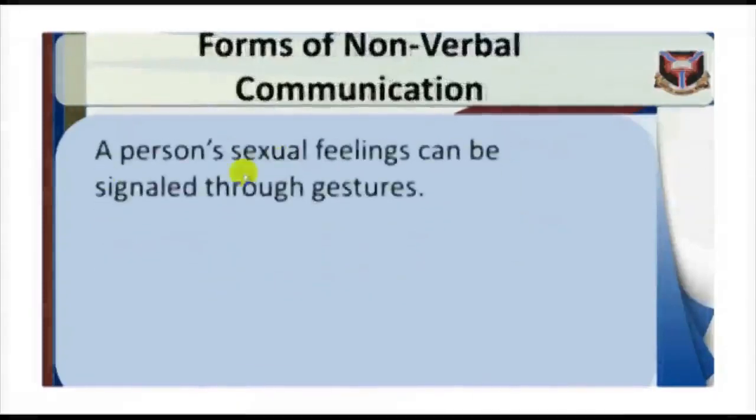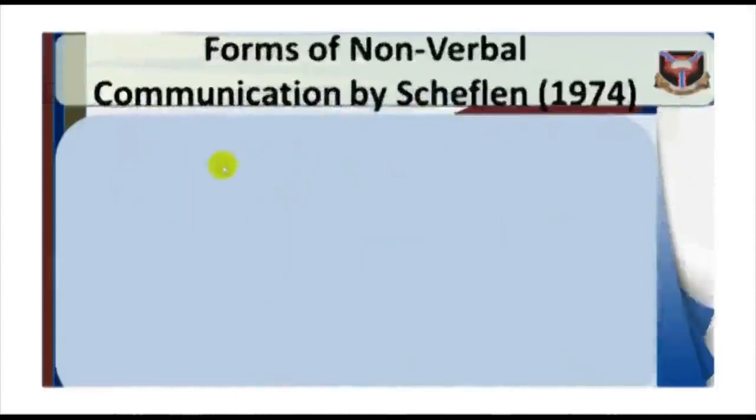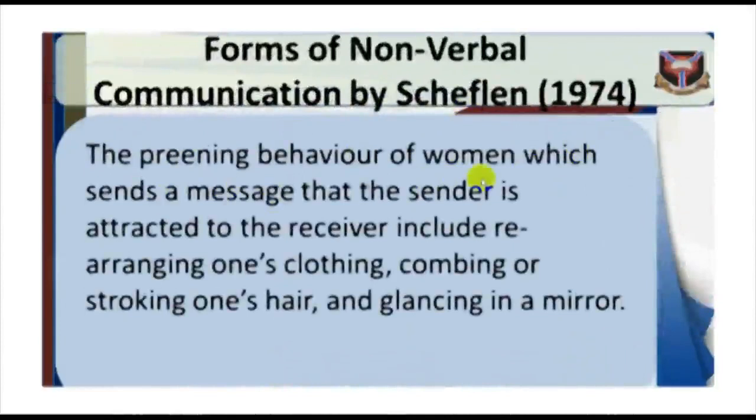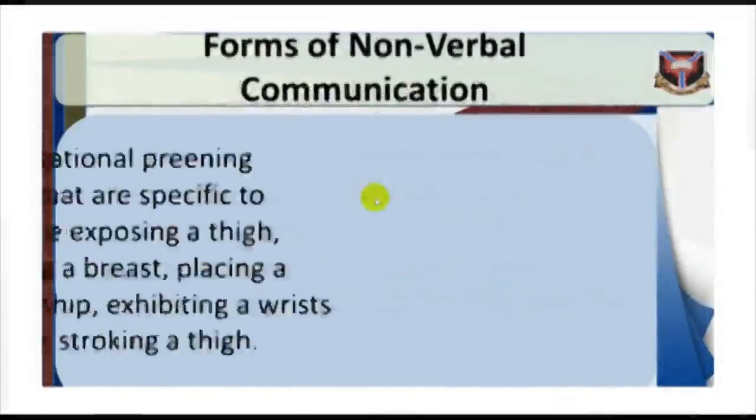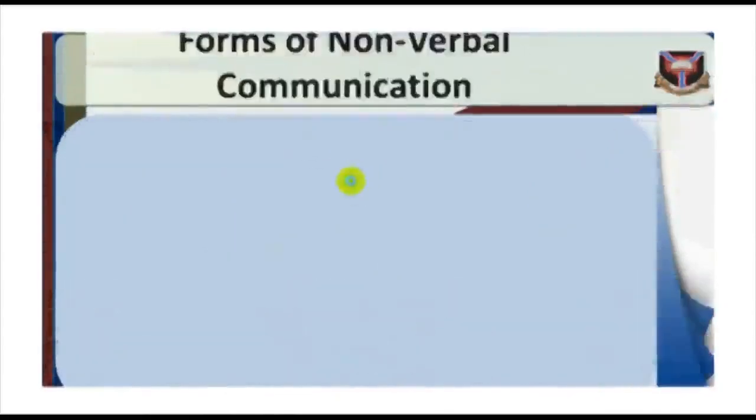A person's sexual feelings can be signaled through gestures. According to Scheflen, 1974, the preening behavior of women, which sends a message that the sender is attracted to the receiver, includes rearranging one's clothing, combing or stroking one's hair, and glancing in the mirror. Other invitational preening gestures that are specific to women are exposing a thigh, protruding a breast, placing a hand on a hip, exhibiting a wrist or palm, or stroking a thigh.